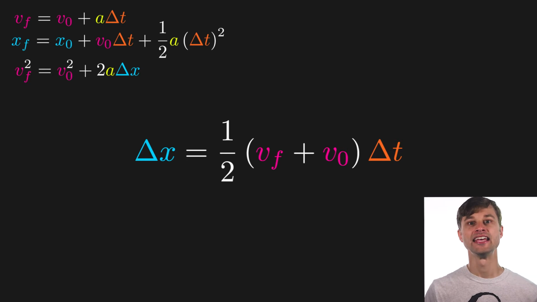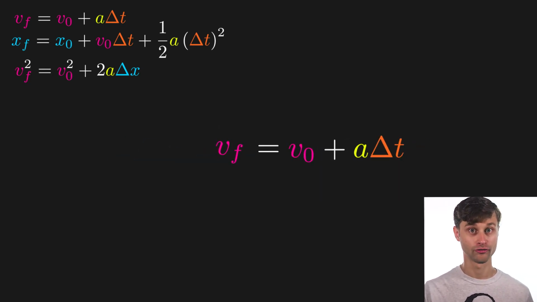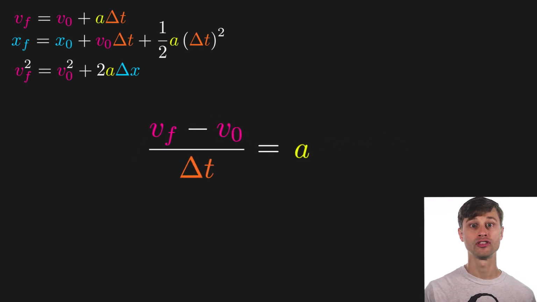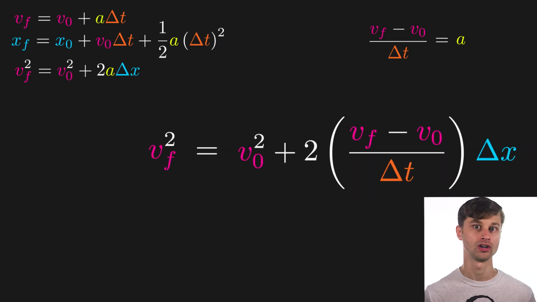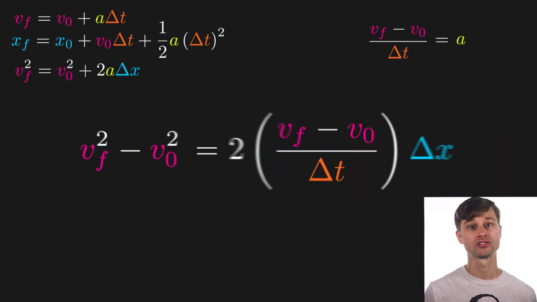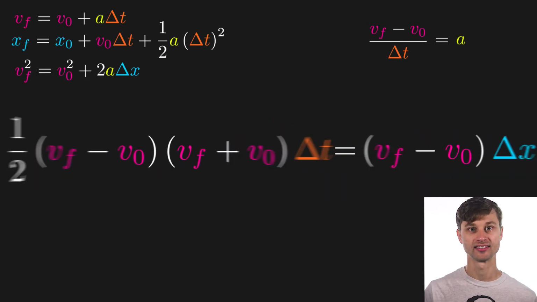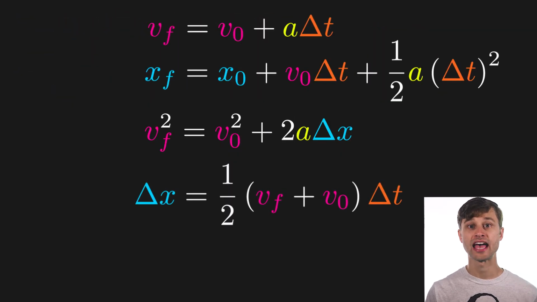Now how I get that is I take the velocity function, the first kinematic equation, solve for the acceleration, and then plug that value into the third kinematic equation, the v squared kinematic equation. When I do that, after some simplification, I arrive at this equation. Each of these equations has its own utility, and which one we want to use really depends on what we're given and what we want to solve for in a given problem.